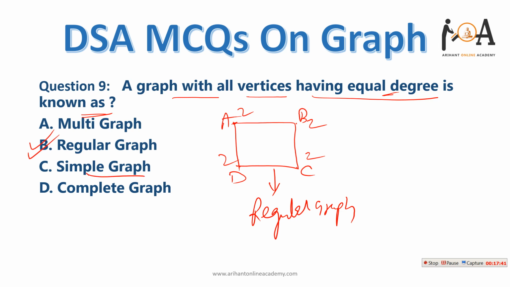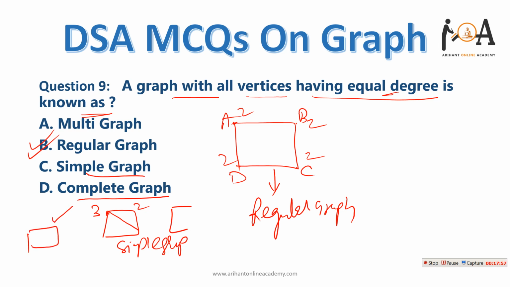So what is a simple graph then? A simple graph is like that. This is a simple graph. It means this vertex has degree 3, this vertex has 2, and like that. So this is considered a simple graph, or this is also a simple graph. What is a complete graph then? You all know that this is the complete graph. What is a multigraph? Multigraph means it may have loops, it may have more than one edge, multiple edges may be there. So a graph with all vertices having equal degree is known as a regular graph. Option B is 101% correct.